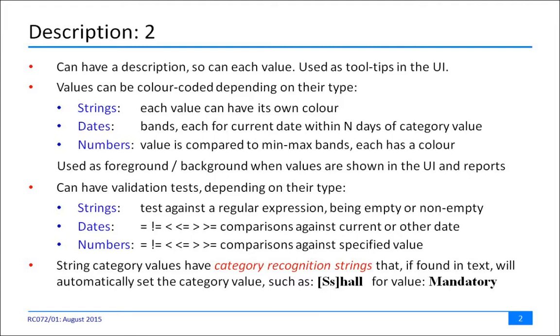Single value or free format categories can have category recognition strings. These are used to set category values automatically by matching regular expressions against the item's text.